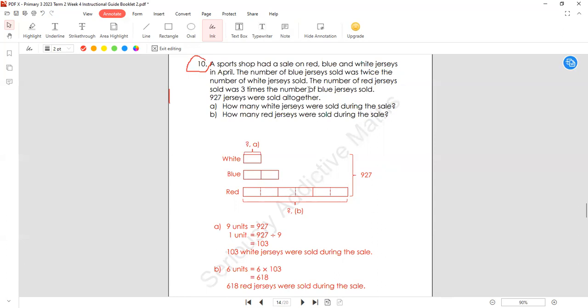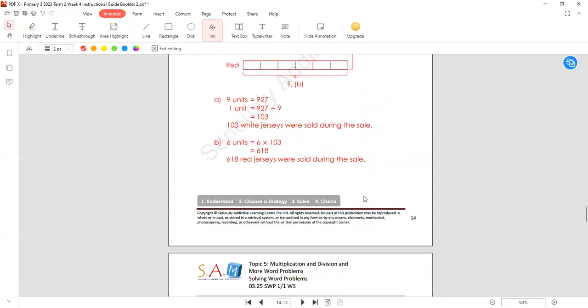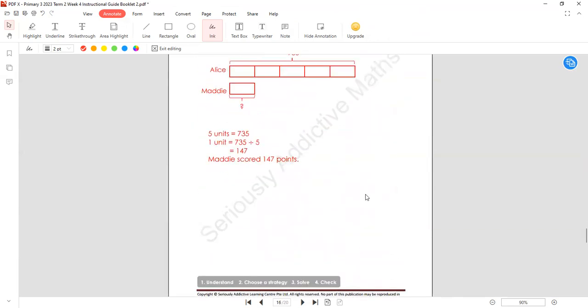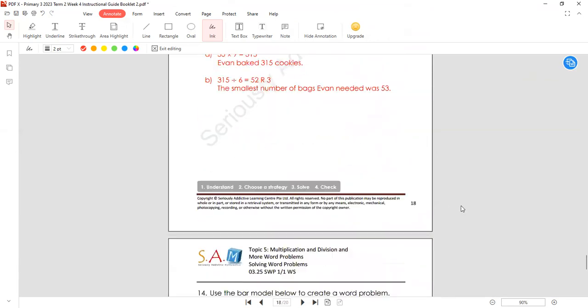Okay, so when you draw, I'll get them to draw this, so it's important to do it step by step. Right, so blue jersey sold is twice the number of white. So white is 1 unit, blue is 2 units, and then red is 3 times of blue. So 3 times 2 units equals 6 units. You got to draw 6 units. Okay, and that's it. All right.